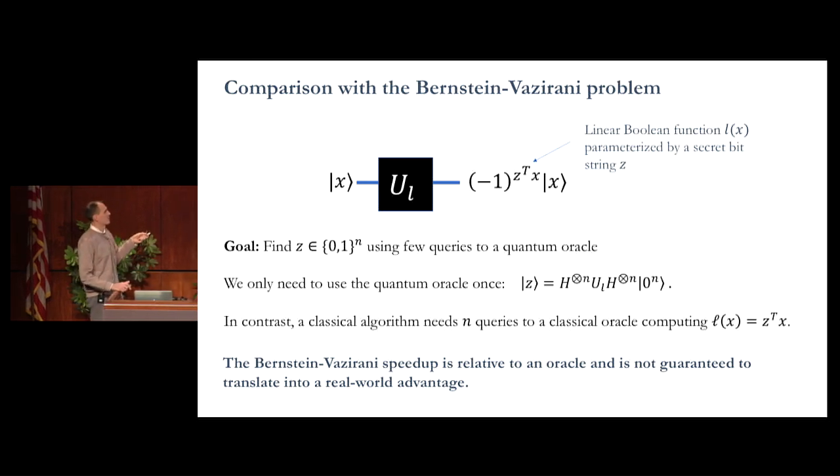So the only difference between our problem and Bernstein-Vazirani is that in our case, there is no oracle. The linear function is specified by this quadratic form, and the quadratic form is given by a list of coefficients.